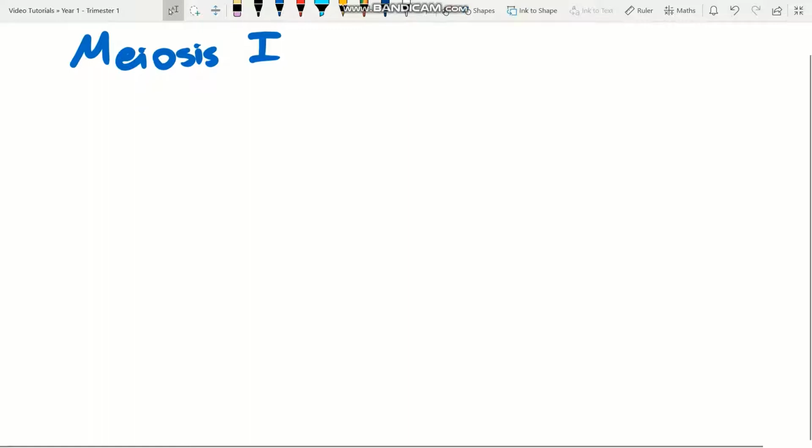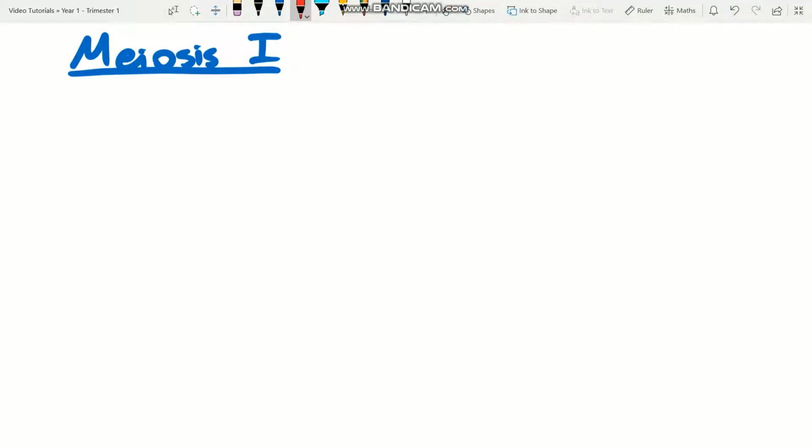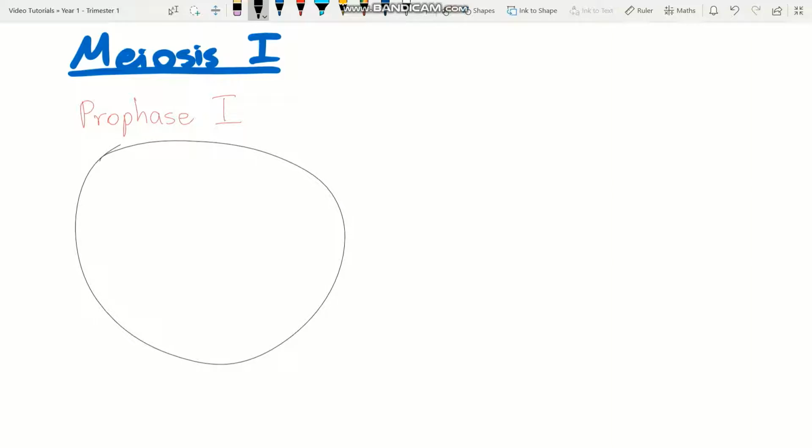And prophase 1 is one of the most important stages in meiosis. Not only does it take up 90% of the total time that meiosis takes place, but it is what introduces genetic variability. So, what actually happens in prophase 1? If we have a cell here, and let's say that the nuclear membrane and nucleolus have already broken down, and we only have the chromosomes present, just to make it simple.